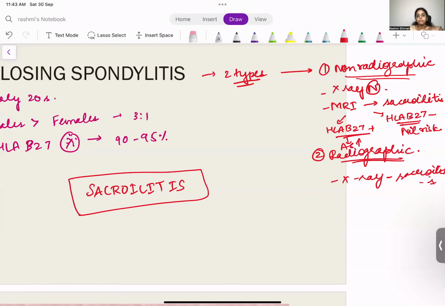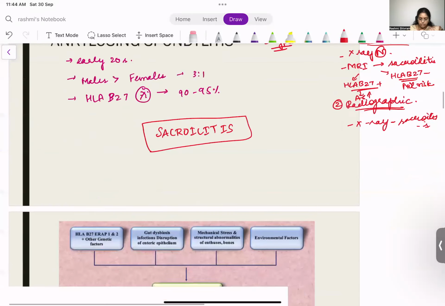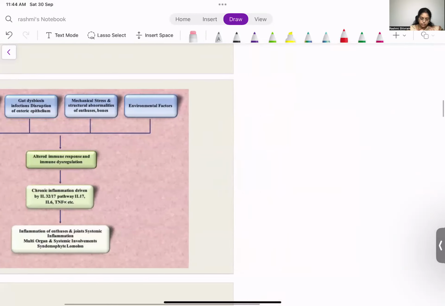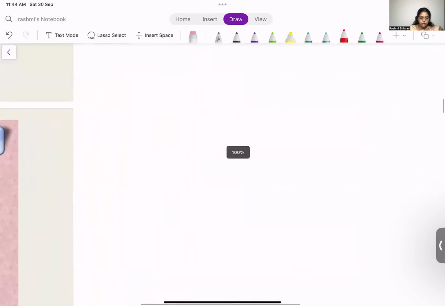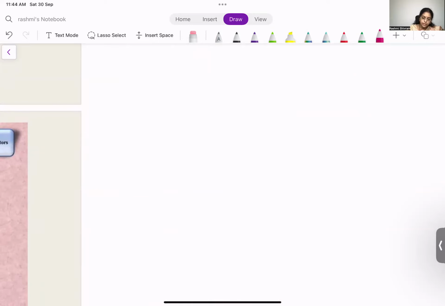So this is a very, very important thing. You need to see whether it is radiographic or non-radiographic and whether they have HLA-B27 or not. So you can now understand the importance of HLA-B27 in ankylosing spondylitis. It is very, very important. Okay. Now moving on to the pathogenesis. Before we go into this image, I'll just tell you the pathogenesis by myself.